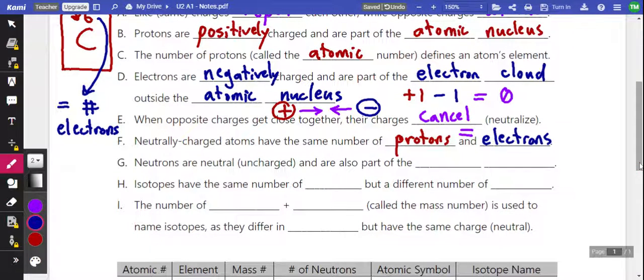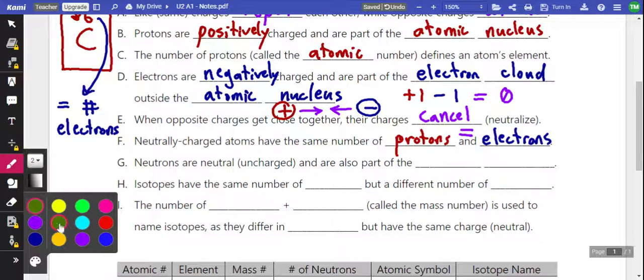Now, not everything in the atom is charged. We have one more particle to talk about that's called a neutron. Okay, so neutrons are neutral. They are uncharged. They're not positive. They're not negative. They are also part of the atomic nucleus.